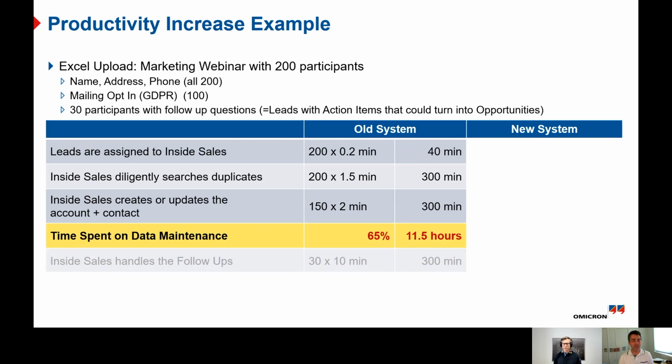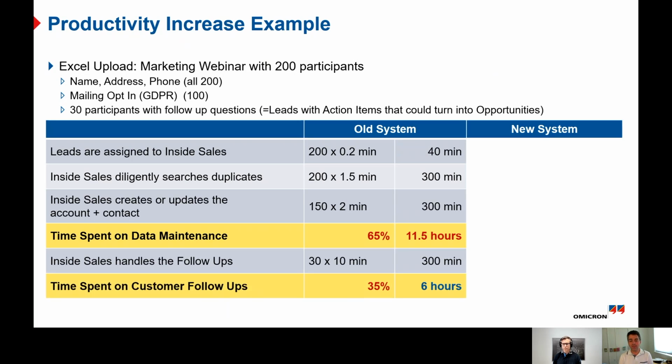And if we look at this, that means we spend probably 11.5 hours just on data maintenance. And then, of course, there's still the 30 participants that required a real follow-up. So maybe on that, we spend 10 minutes on phone calls or emails, trying to follow up, answering the questions, whatever was needed. And as you can see, we're spending 65% of our time on data maintenance and only 35% of our time really on dealing with the customer, taking care of the business.